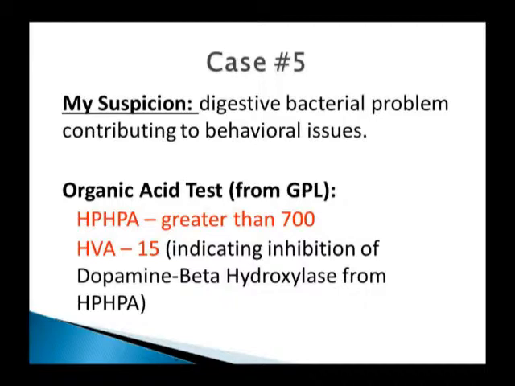This was a child that actually had an HPHPA level greater than 700. This was done at the time that Great Plains didn't have the marker for 4-cresol. All they had was the HPHPA. The HVA level was quite high for a kid, and that really indicates too much dopamine, inhibiting dopamine beta hydroxylase.